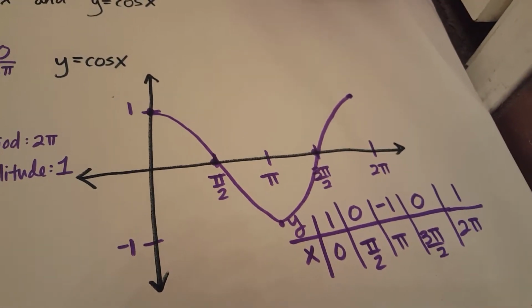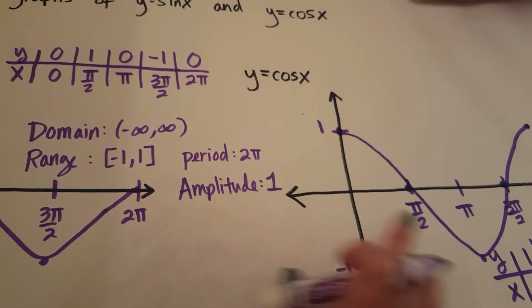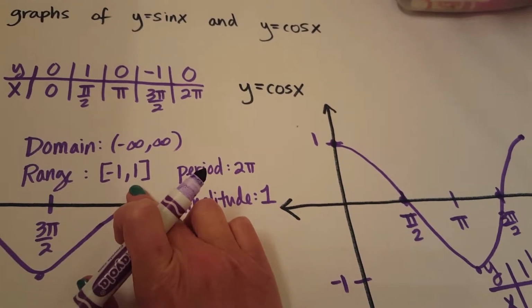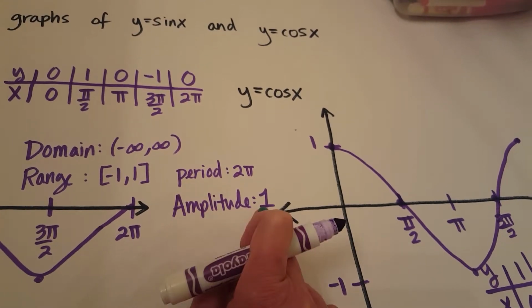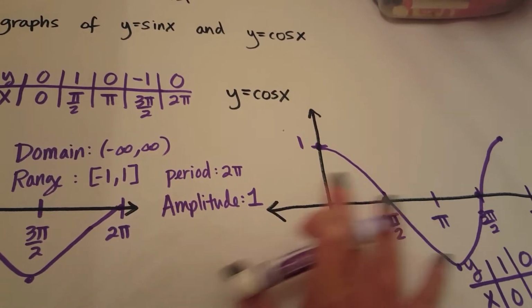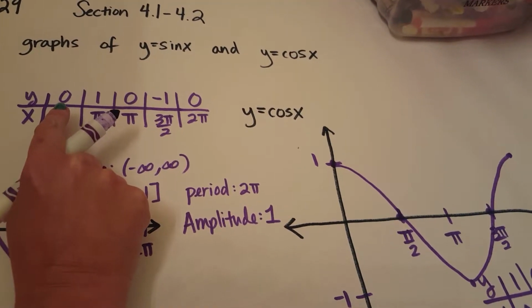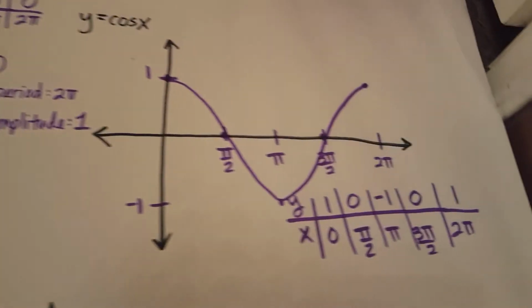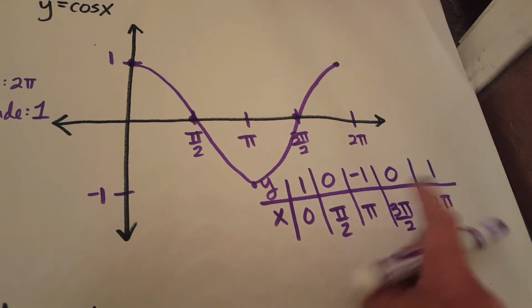Here's the good news. All these facts that we wrote down for sine are actually the same for cosine. So it also has a domain of -infinity to infinity, a range of -1 to 1, including the ends, a period of 2 pi, and an amplitude of 1. So this goes for both graphs. The only real difference is that the sine starts at 0, going 0, 1, 0, -1, 0. And the cosine goes 1, 0, -1, 0, 1.